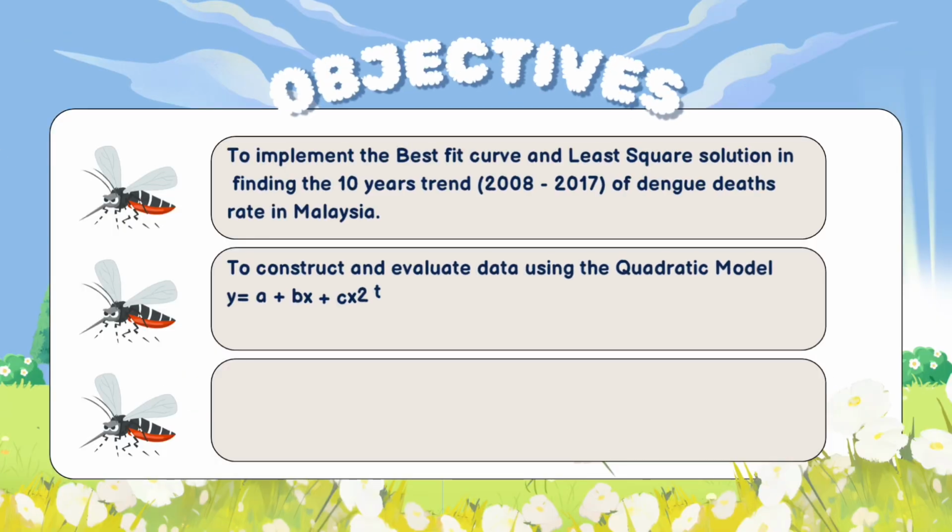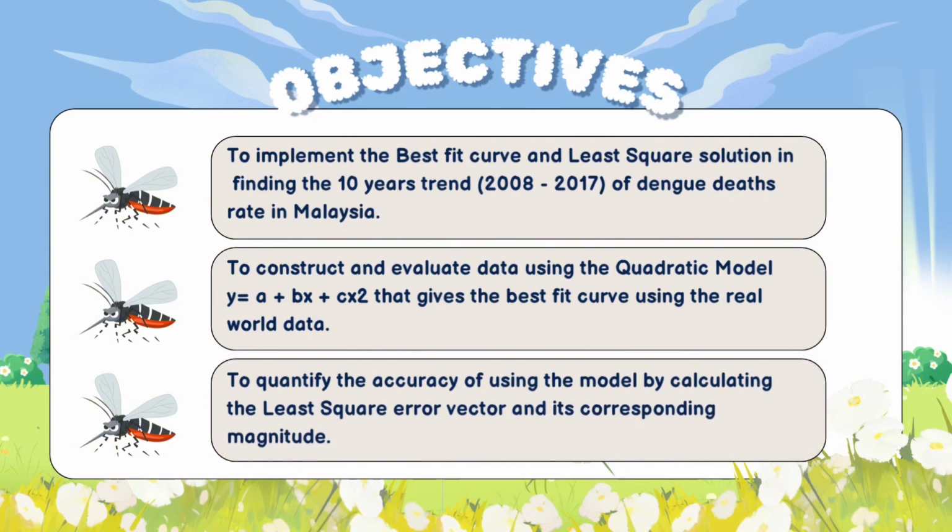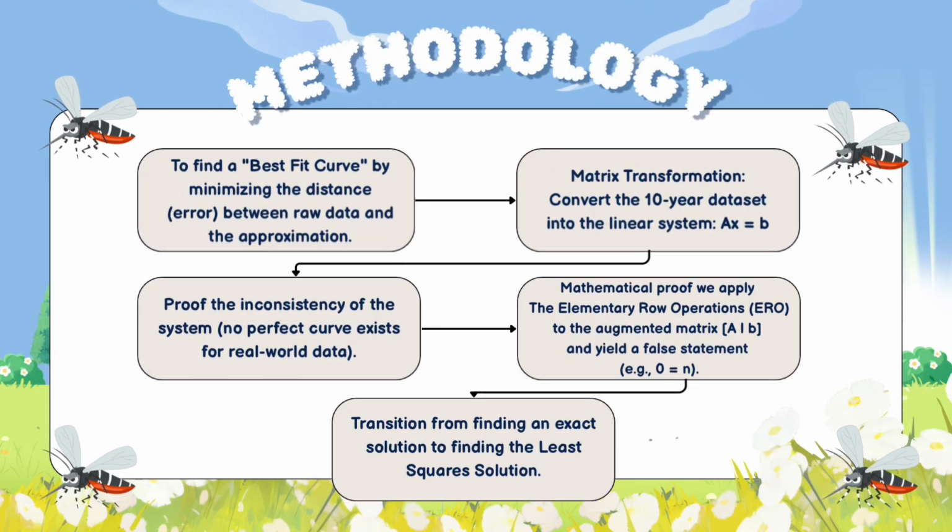Without further ado, let us know the main objective of this project: to implement the best fit curve and least square solution on the topic, to construct and evaluate data using the quadratic model, and to quantify the accuracy of using the model by calculating the least square error vector and its corresponding magnitude.